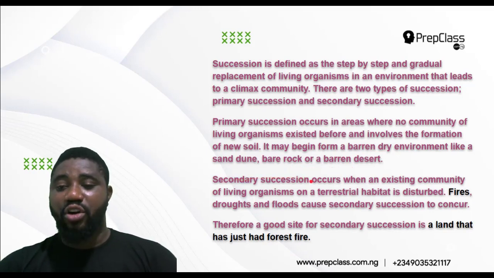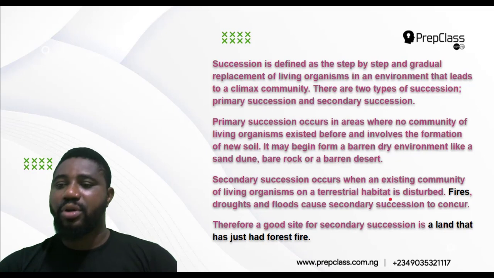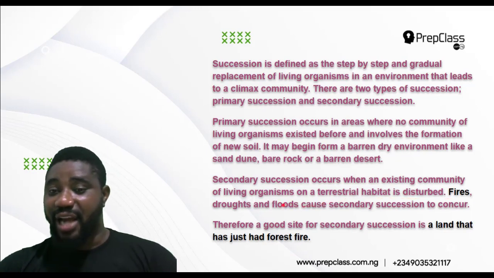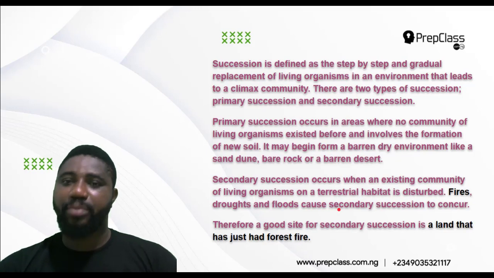The secondary succession, on the other hand, occurs when an existing community of living organisms on a terrestrial habitat is disturbed, maybe by fires, droughts, or floods. They all cause what? Secondary succession to take place.